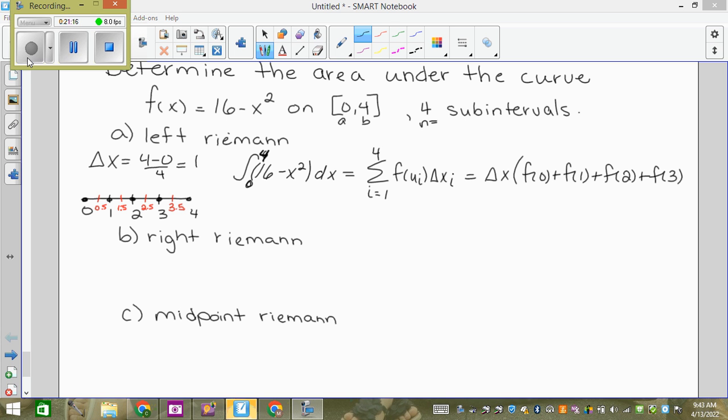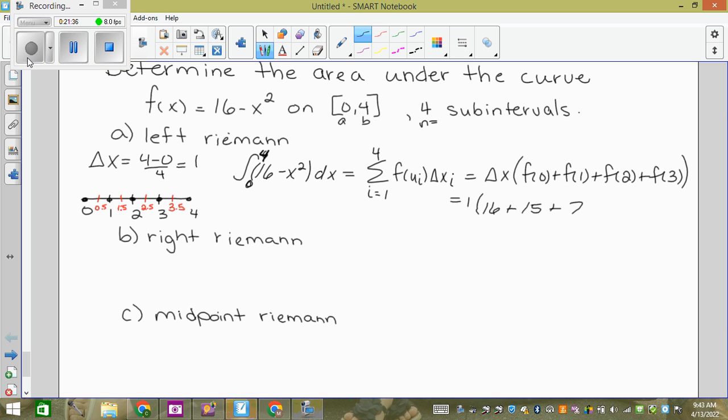Why didn't I choose F of 4? Because it's left and F of 4 is the right. So I'm going to use it on the next one. Change in X is 1. F of 0 is what? 16 plus F of 1 plus F of 2. Oh my goodness. What's F of 2? And then 7. When you add them all up, you get? 50.